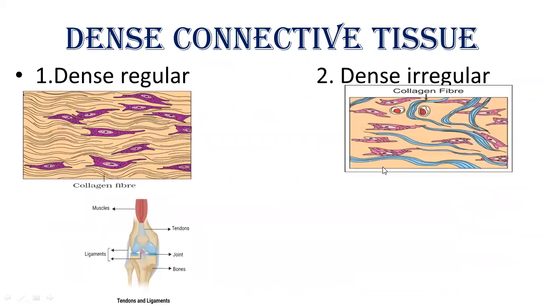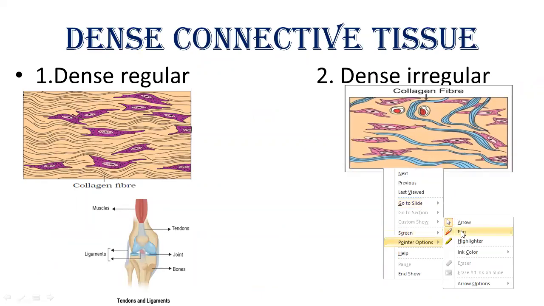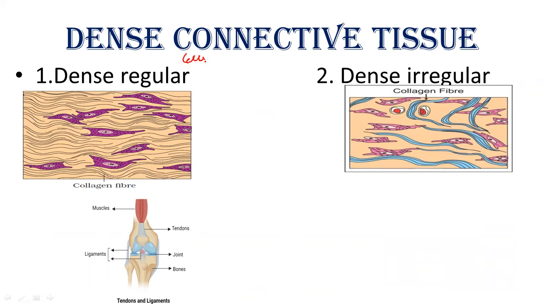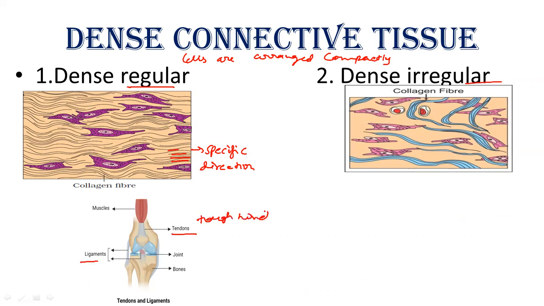Next is dense connective tissue. In dense connective tissue, cells are arranged compactly. It is also of two types. First is regular and the other is irregular. In regular, collagen fibers are arranged parallel in a specific direction. It is also of two types: tendon and ligament. Tendon is tough but non-elastic, and ligament is strong but elastic.